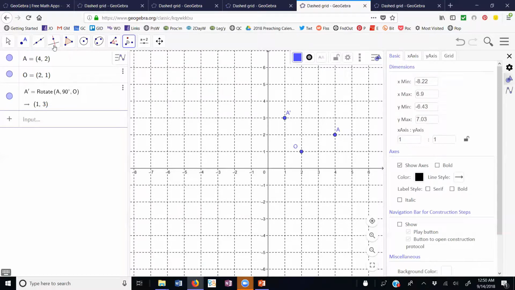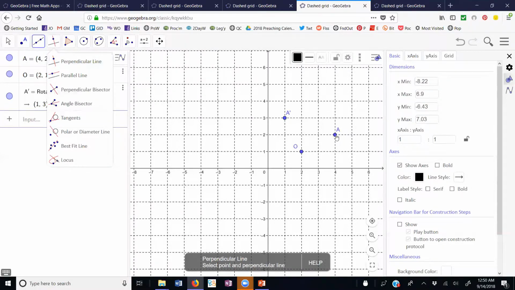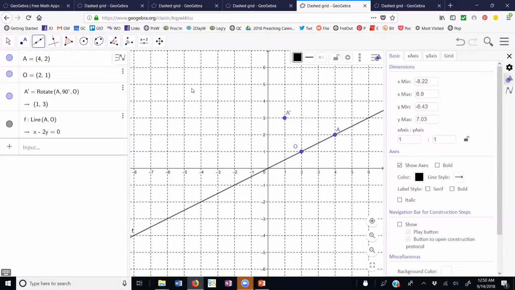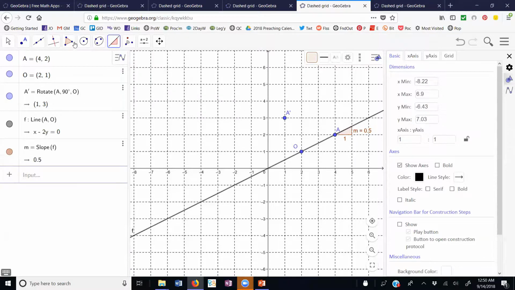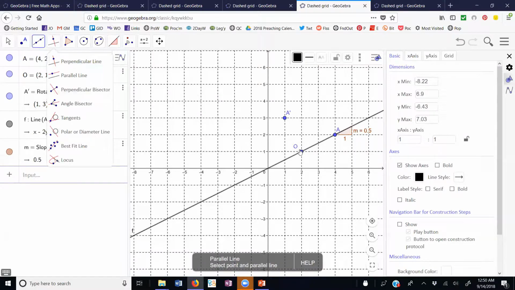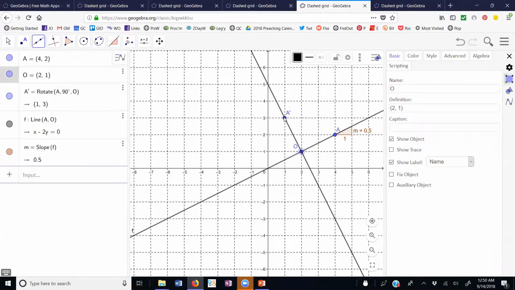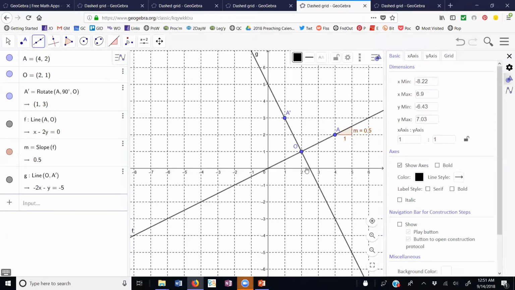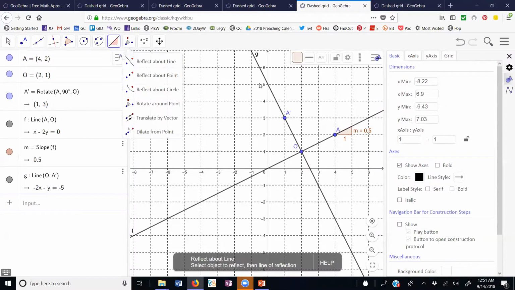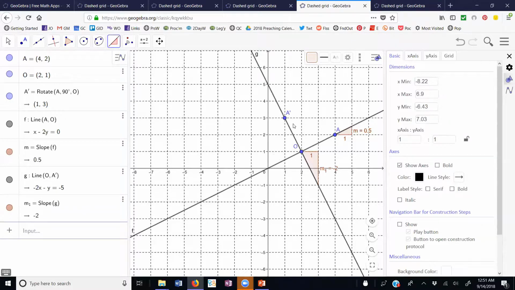This line right here, maybe I'll draw the line in. This line has a slope of 1/2. This line here, A prime O, should have a slope of negative 2. It has a slope of negative 2.